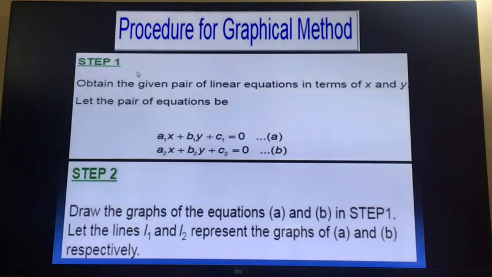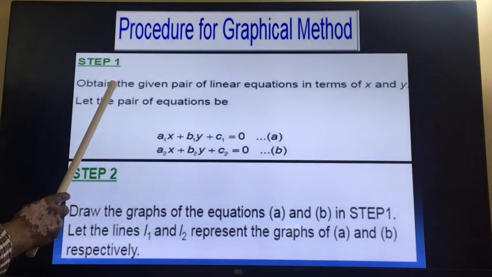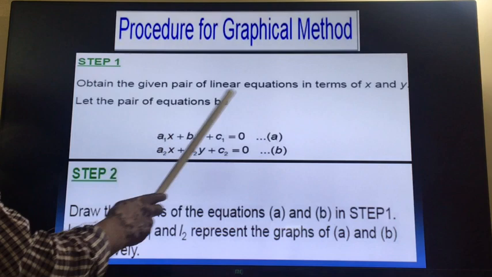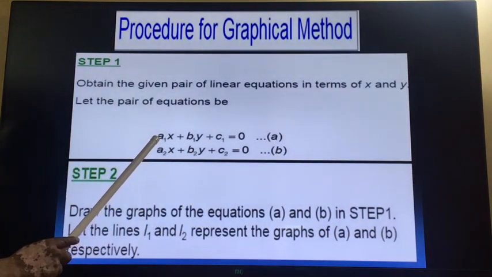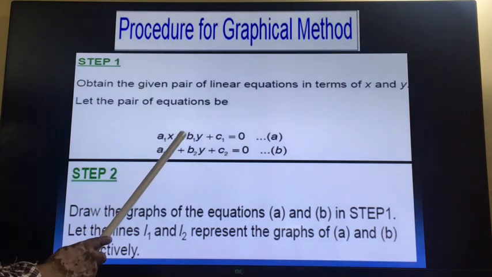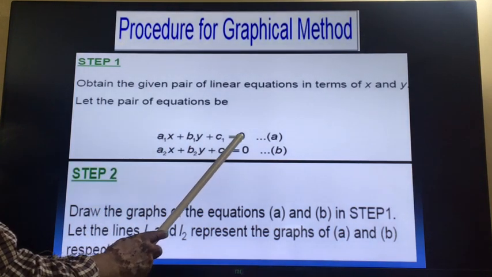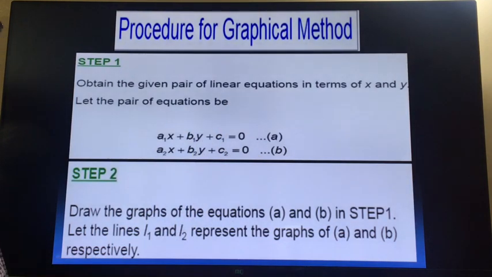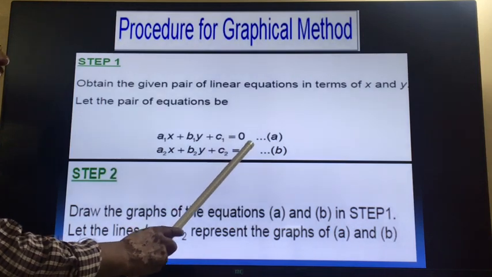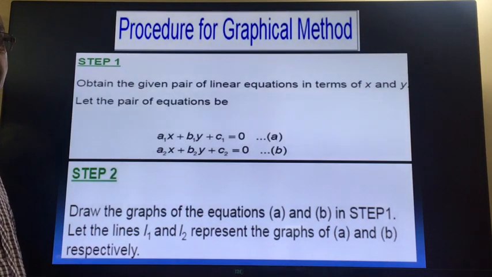What is the procedure for the graphical method? Please understand this. What are the steps? Step one: obtain the given pair of linear equations in terms of x and y. These are the two equations in standard or general form: a1x plus b1y plus c1 is equal to 0, and a2x plus b2y plus c2 is equal to 0. First of all we will obtain these two equations, writing 0 on the right side. So write in the standard form. This is the first step.